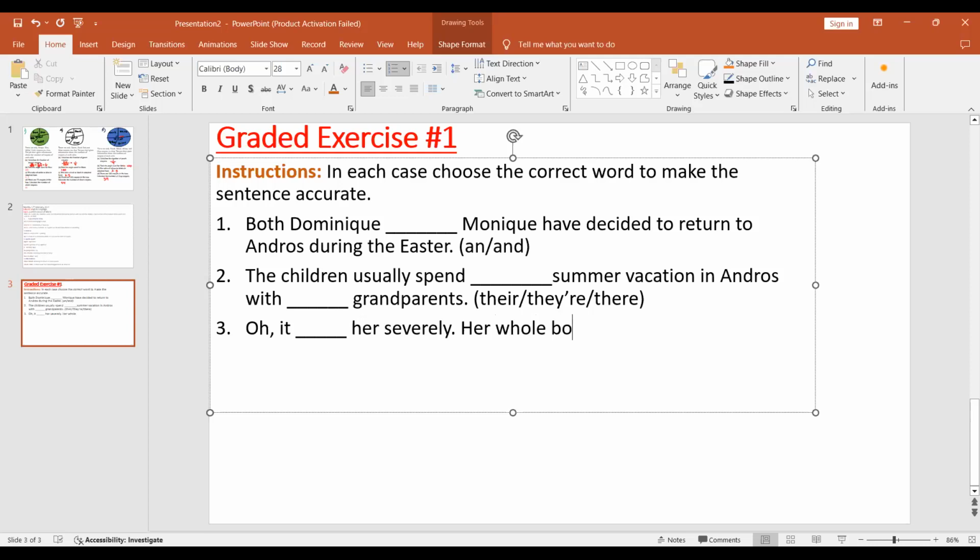Her whole body itches. Even her scalp. And she breaks out into hives. Is it effect? Or effects?